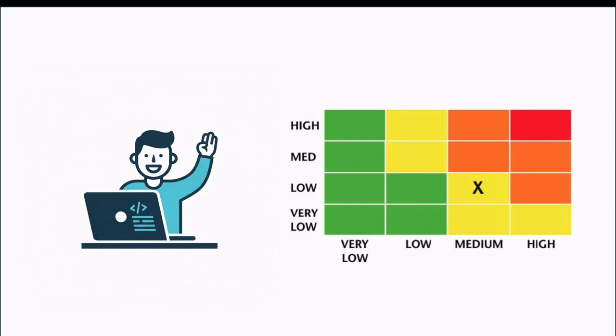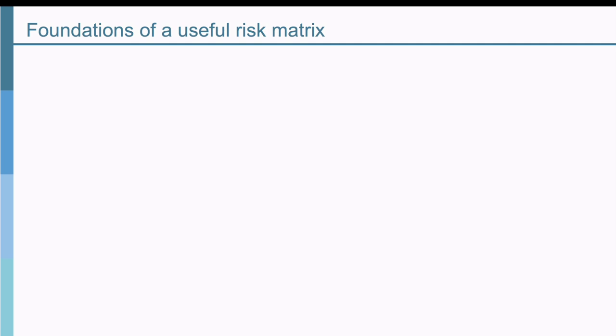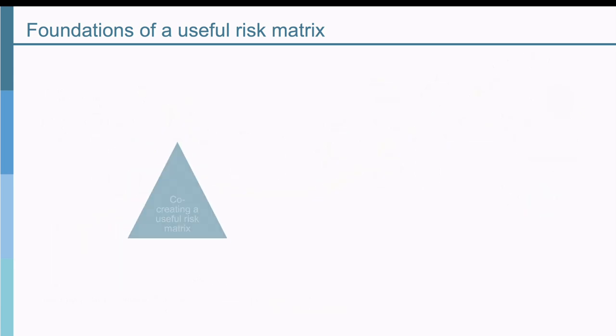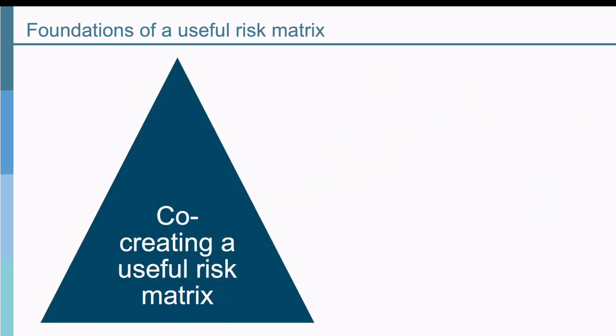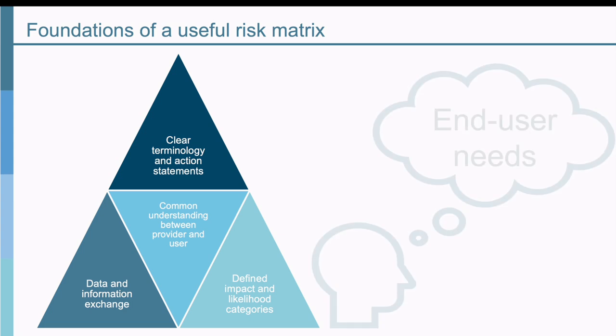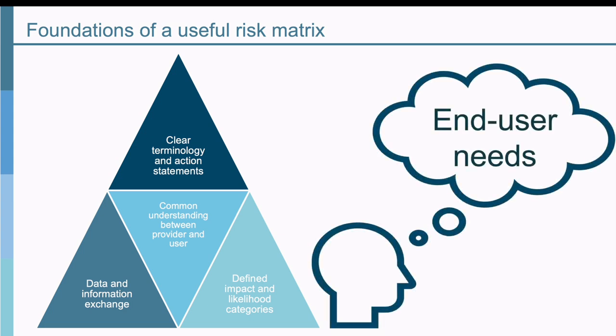Let's get started. As a risk matrix is, in principle, a communication tool, we must first think about the eventual audience and their requirements. For a risk matrix to be useful and effective, we should co-create it with input from end users to clearly define the impact categories, likelihood definitions, and associated action statements. Tailoring the information to the end user is important, as different user groups will have different needs during an event.